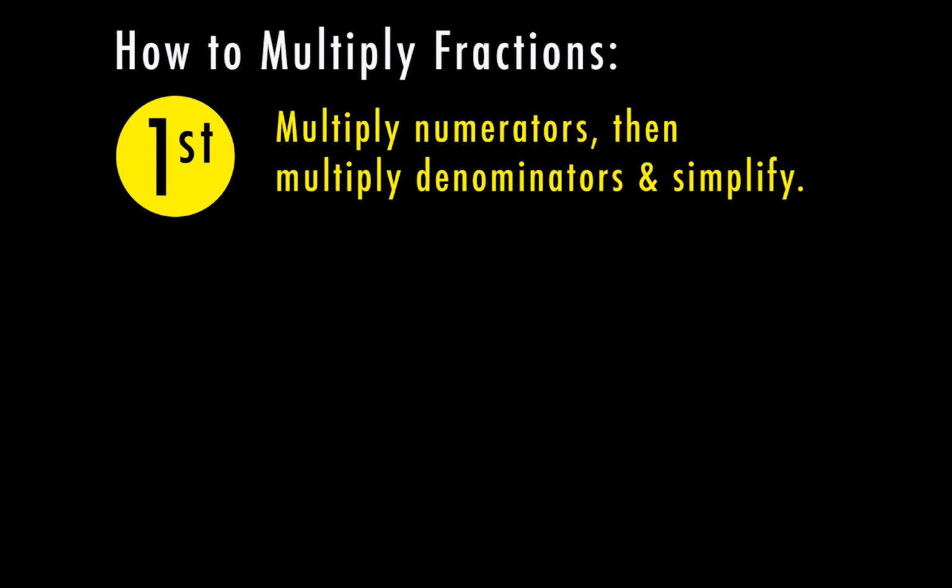Whenever we're multiplying fractions, our first step is very simple. If we just have a fraction times a fraction, we're going to multiply the numerators, then multiply the denominators, and last we're going to simplify or reduce it.